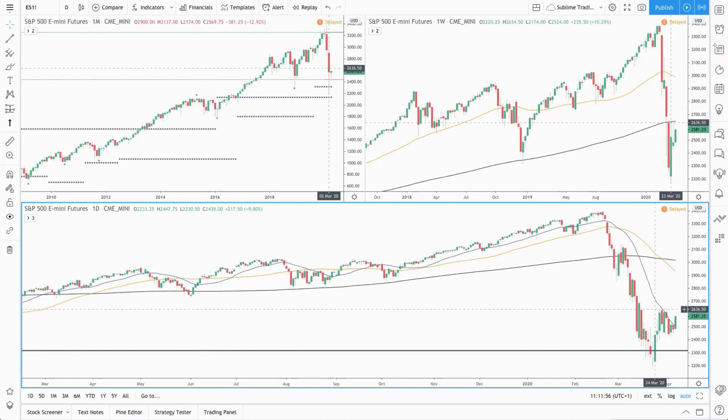Ultimately, if we see a break and a close above this high, then we could see strength back to the 200 moving average. If we start seeing support levels broken, particularly the low of March, then we could see further weakness. For now, we'll be standing aside until we get a clear trend direction.